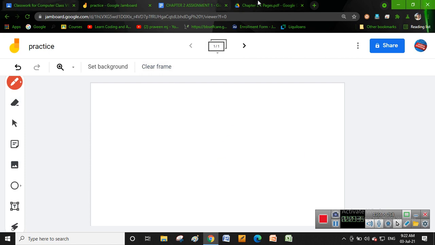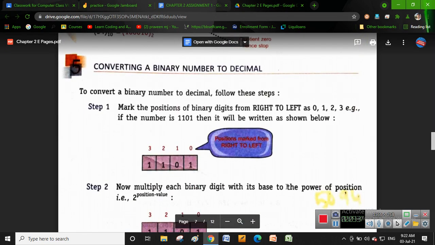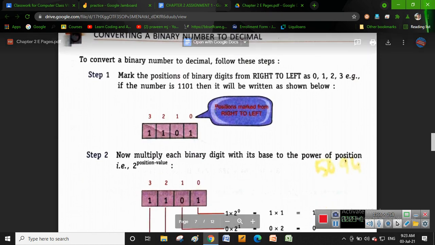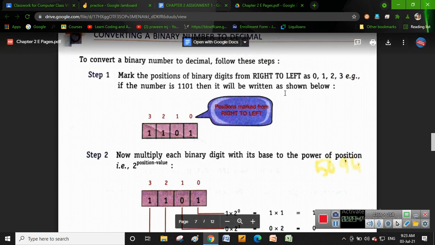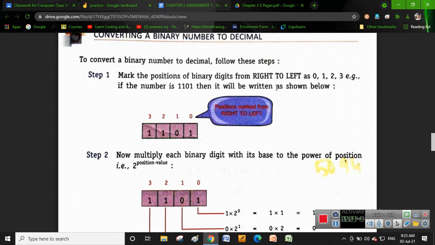Next one, converting a binary number to a decimal number. How to convert a binary number to a decimal number? This is a little important, see. First mark the positions of the binary digits. The binary number you will get is in the form of ones and zeros. Yes or no? You will get ones and zeros. So they are telling that we have to convert it to a decimal number.